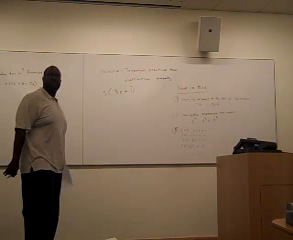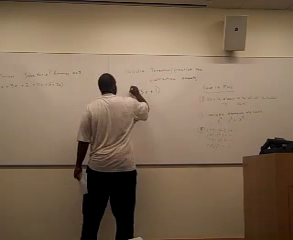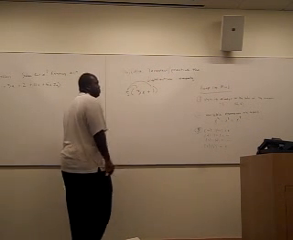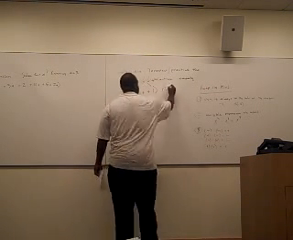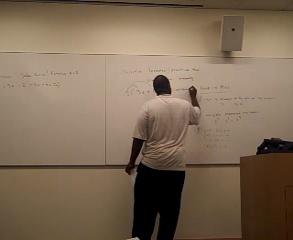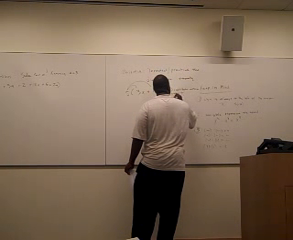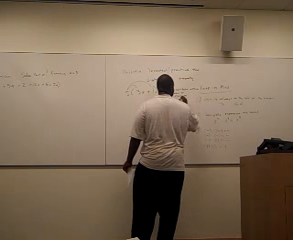Yes, anybody? Yes? Distribute the 5. Yes. Very good. So we're going to distribute the 5 to every variable or every number within the parentheses. So that is going to be our first instruction: distribute the outside number to eliminate the parentheses.